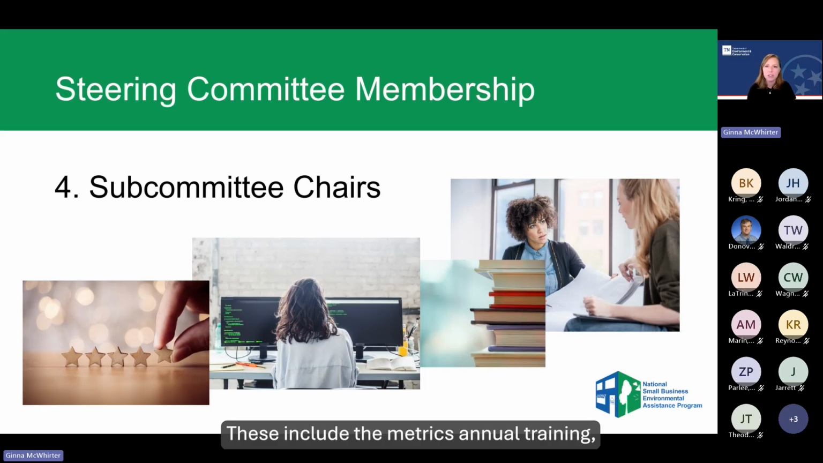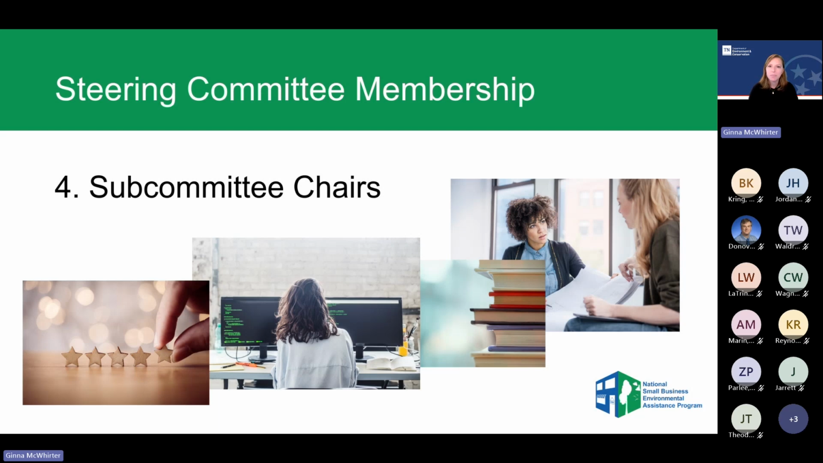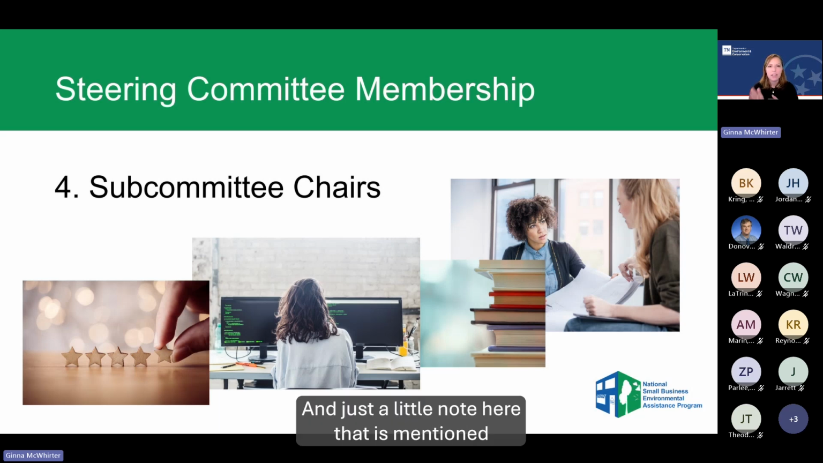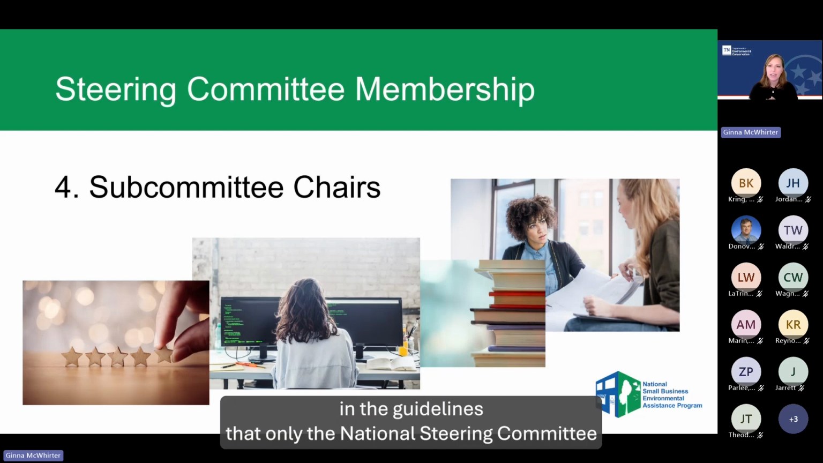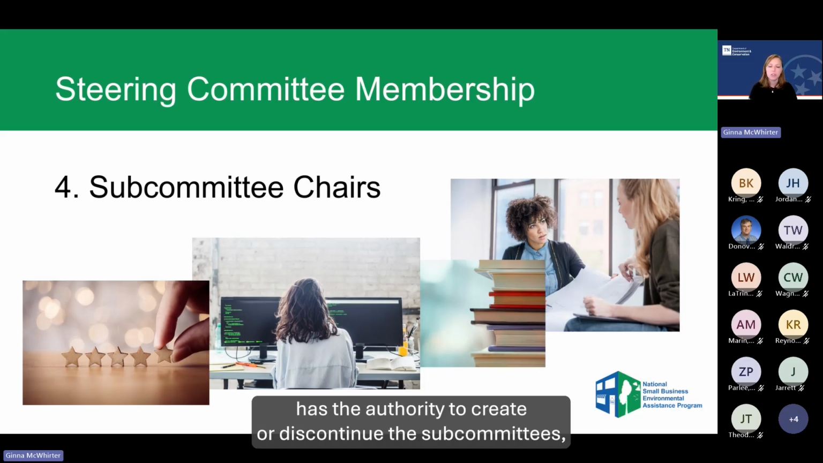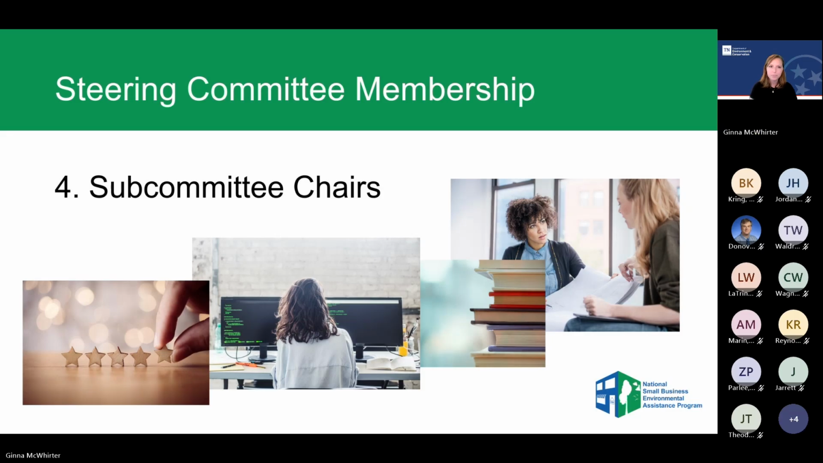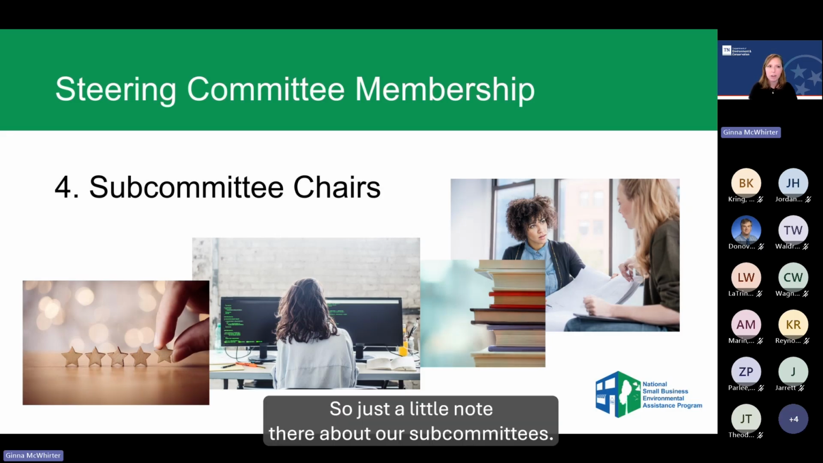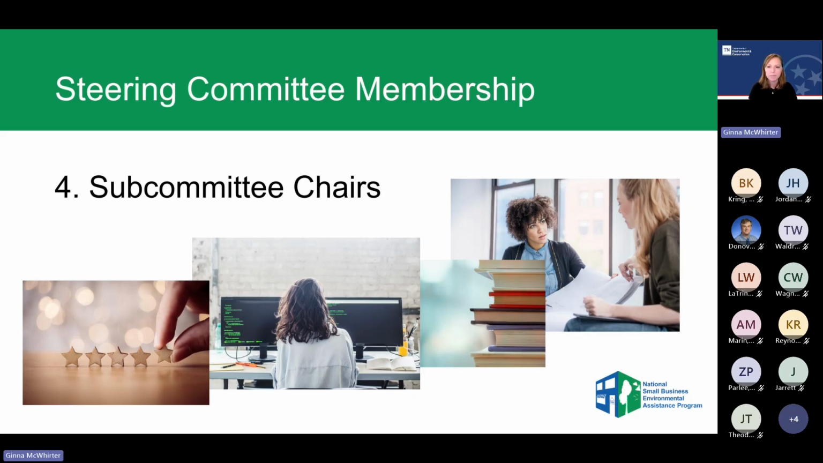These include the metrics, annual training, education, promotions, website, and just a little note here that is mentioned in the guidelines: only the National Steering Committee has the authority to create or discontinue the subcommittees, and they will only be created or discontinued by a majority vote. So just a little note there about our subcommittees.